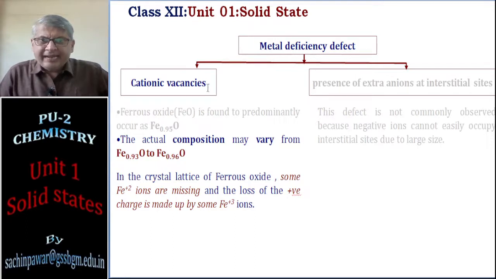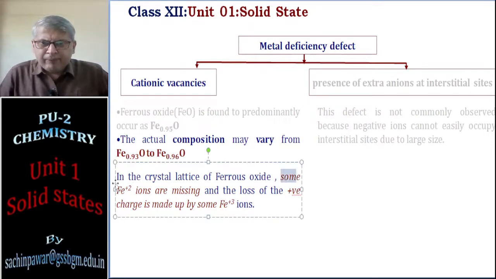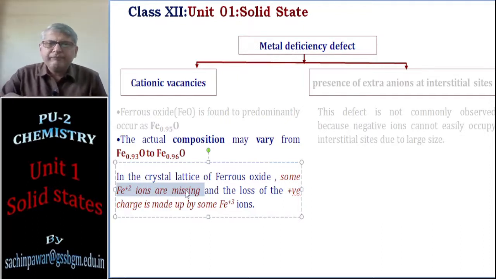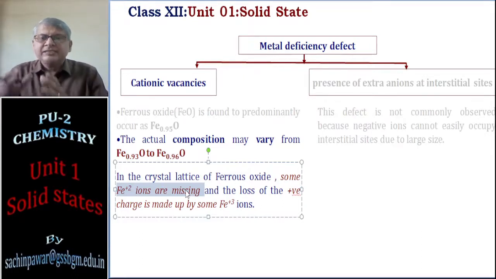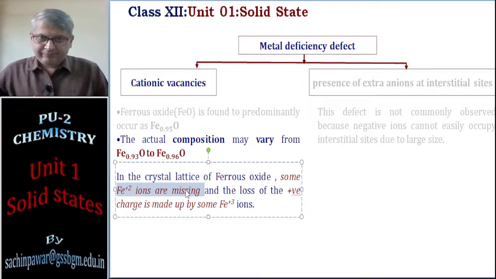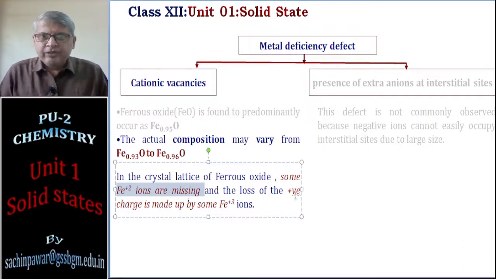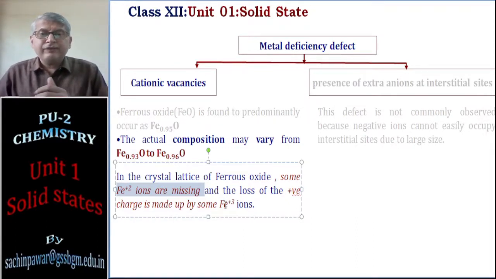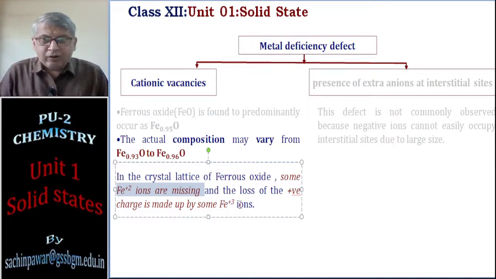Here we have cation vacancies. Means what? Some Fe+2 ions are missing from their lattice site. So cation vacancies are created. In ferrous oxide, some cations leave their lattice site. When they leave, what happens? The positive charge is decreased. So when the positive charge is decreased, the neighboring cation will have a greater oxidation state.